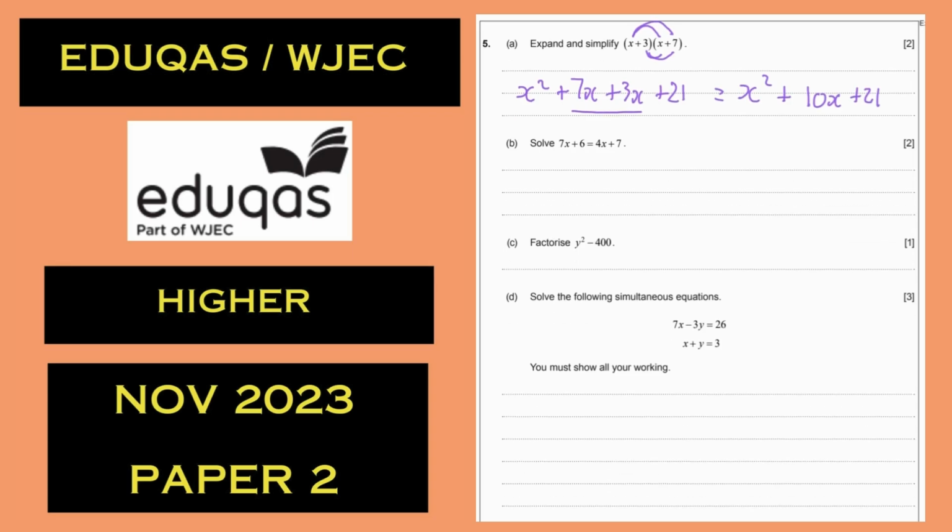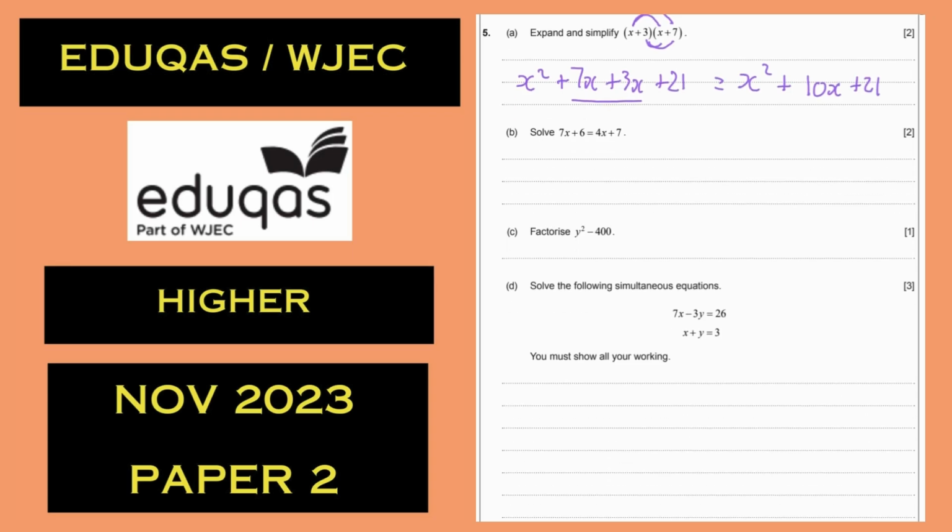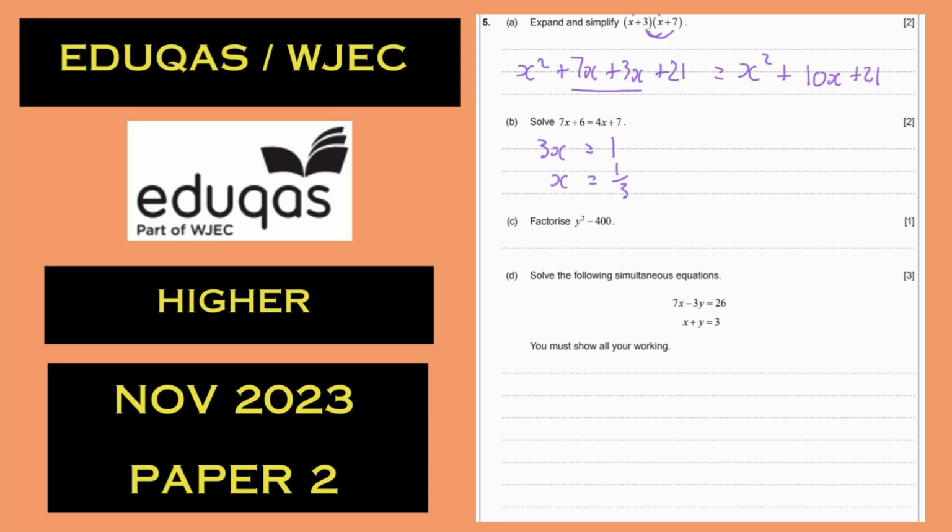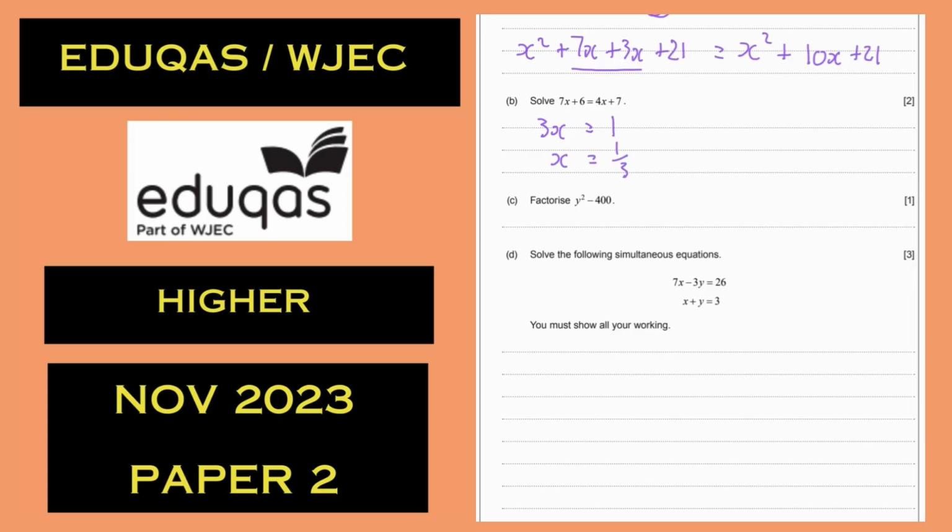On to part B. Pretty straightforward solving with a slightly non-standard answer, but who cares? Let's take away 4x from both sides, whilst also subtracting 6 from both sides. And you now divide by the coefficient of x, divide both sides by 3. Give your answer as a third. If you've gone for decimals, it must be 0.3 recurring, because obviously 0.3 is not correct.